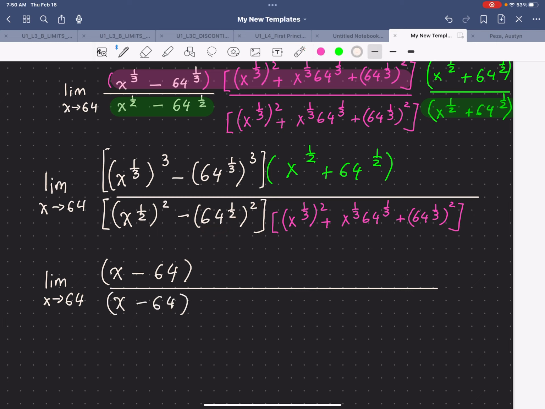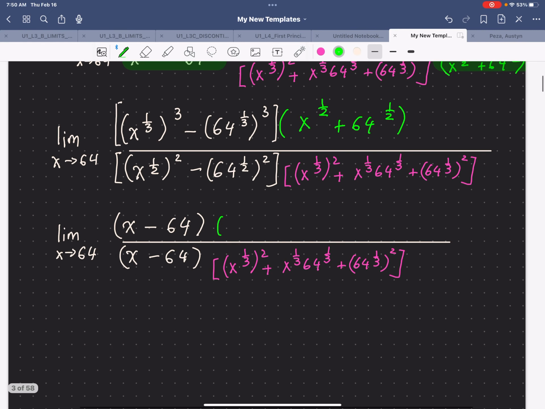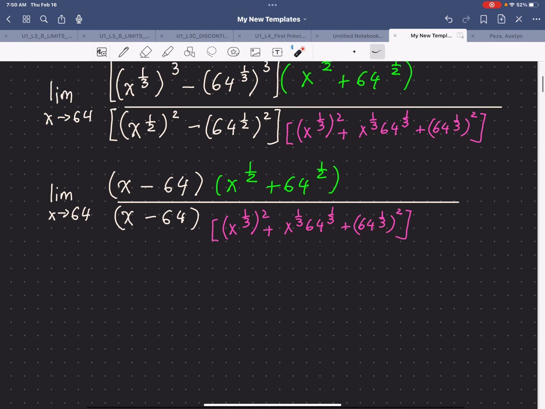So x minus 64 is a factor to both numerator and denominator. And we still have the other leftover conjugates here. We have x to the power 1 over 2 plus 64 to the power 1 over 2 in the numerator, and this entire conjugate of the difference of cubes in the denominator. So finally, we have x minus 64, a common factor to both numerator and denominator.